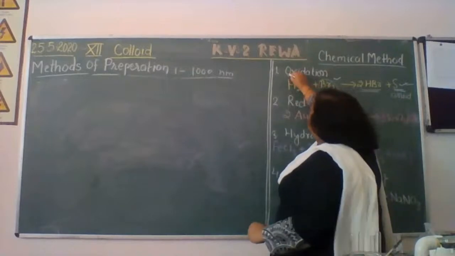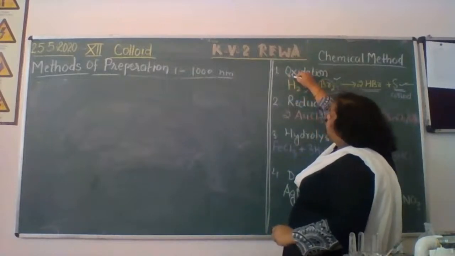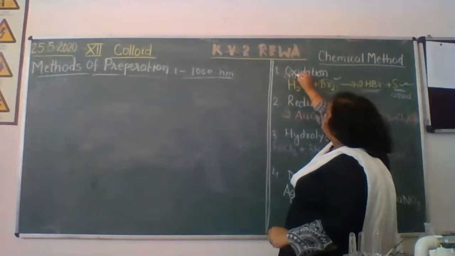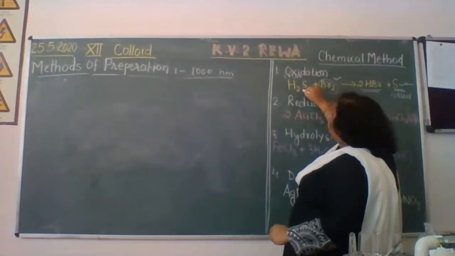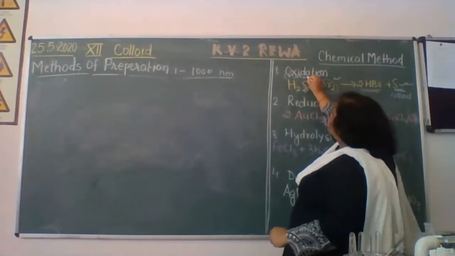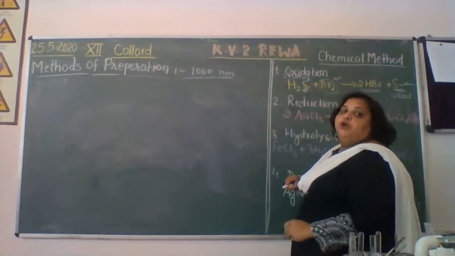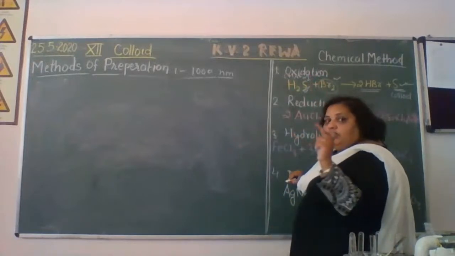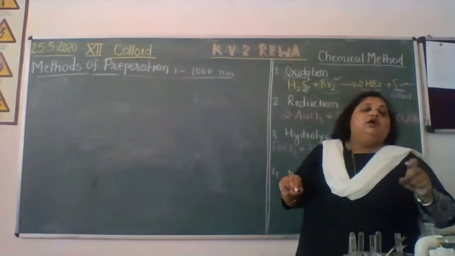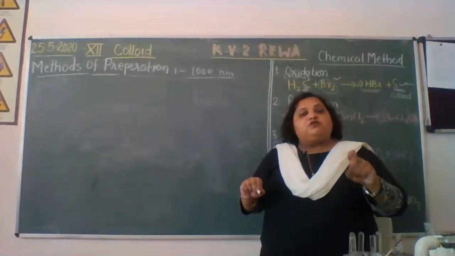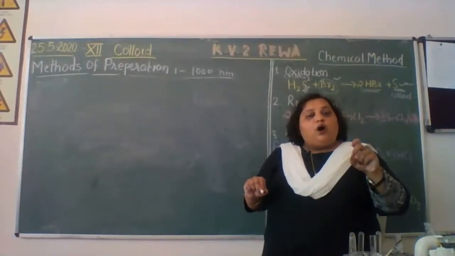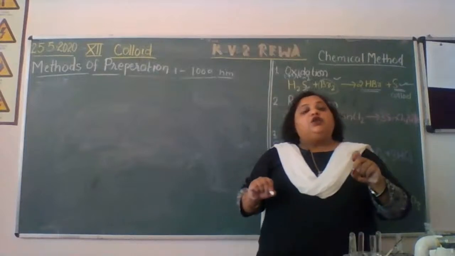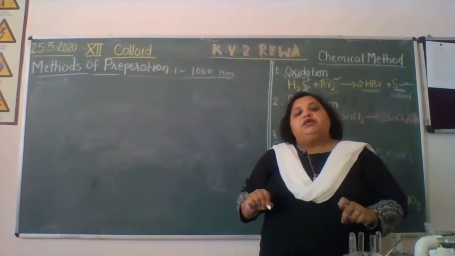Hydrogen, as usual, is +1. So 2 hydrogens are here. So overall it has become +2. That means the oxidation state of sulfur is -2 here, right? The name of the method is given on the basis of the substance or the dispersed phase. What is the dispersed phase that you want to take for the preparation of colloid?